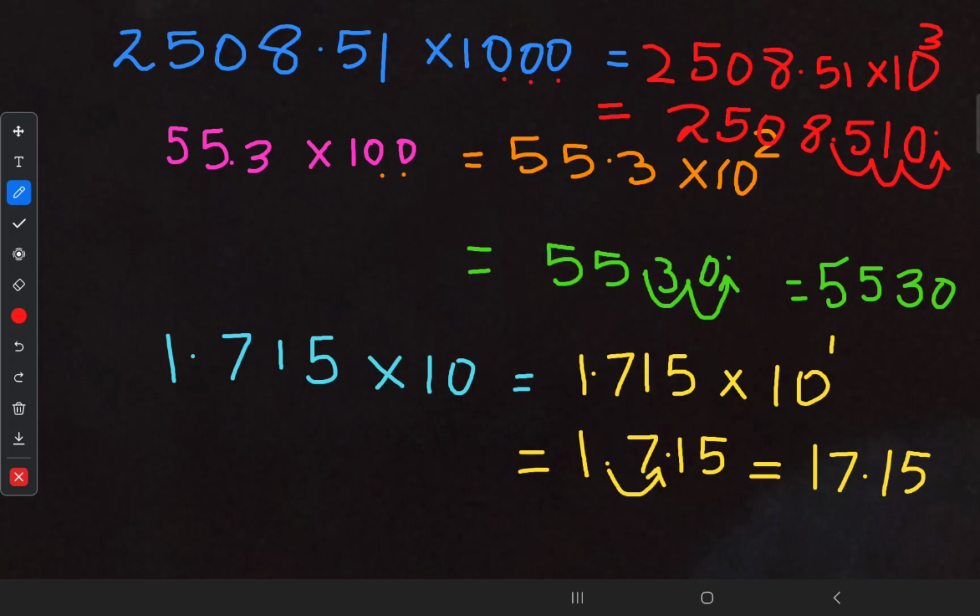So finally your answer should be without decimals. This is 2,508,510. Likewise, this is the way you should represent your answer.